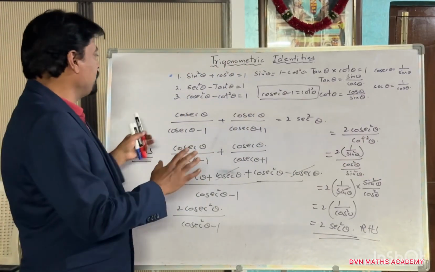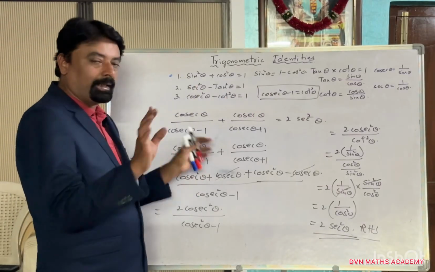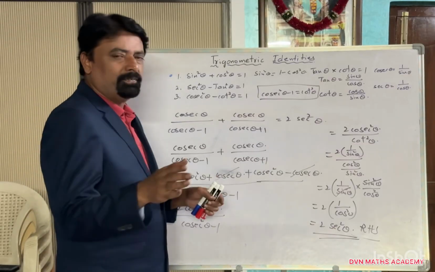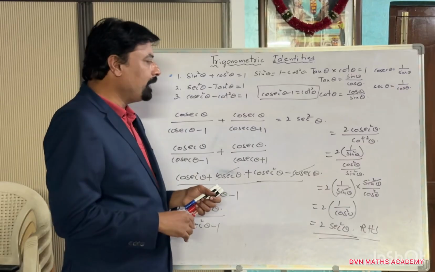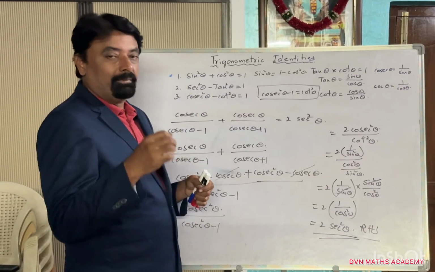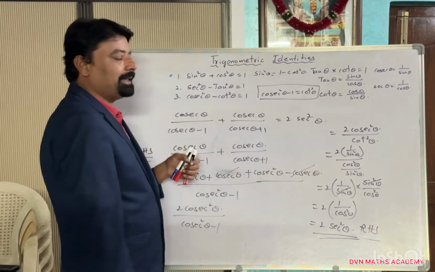In all these questions, I just used this type of identities and simplified every question, and I got LHS equals RHS. There are so many different types of questions in your NCERT textbook or state syllabus book. You practice those questions by using these trigonometric identities. When you practice more, then only you will get some experience. Then only it is easy to solve these types of questions.